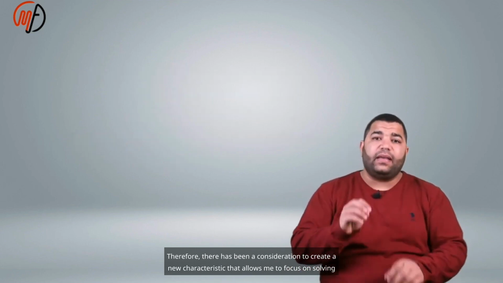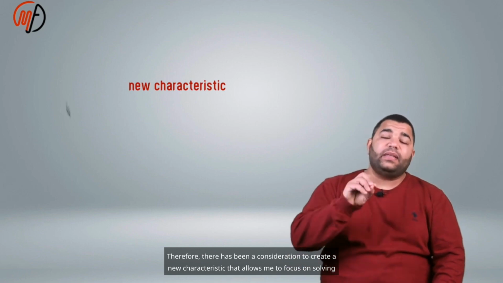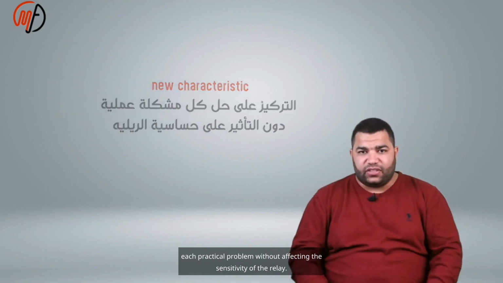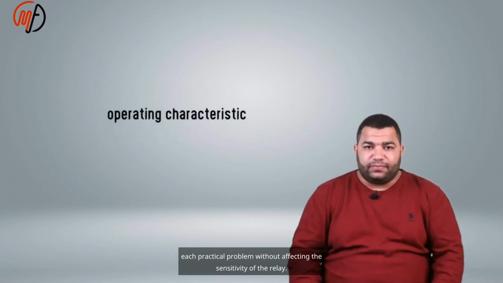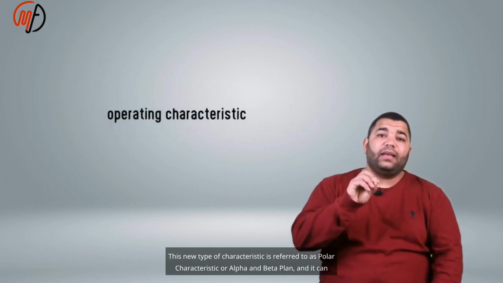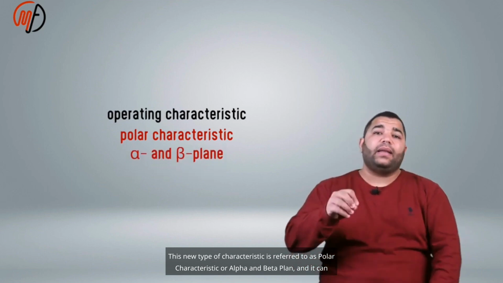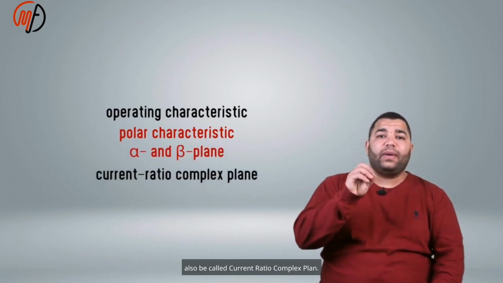Therefore, there has been a consideration to create a new characteristic that allows me to focus on solving each practical problem without affecting the sensitivity of the relay. This new type of characteristic is referred to as the polar characteristic or alpha and beta plane, and it can also be called the current ratio complex plane.